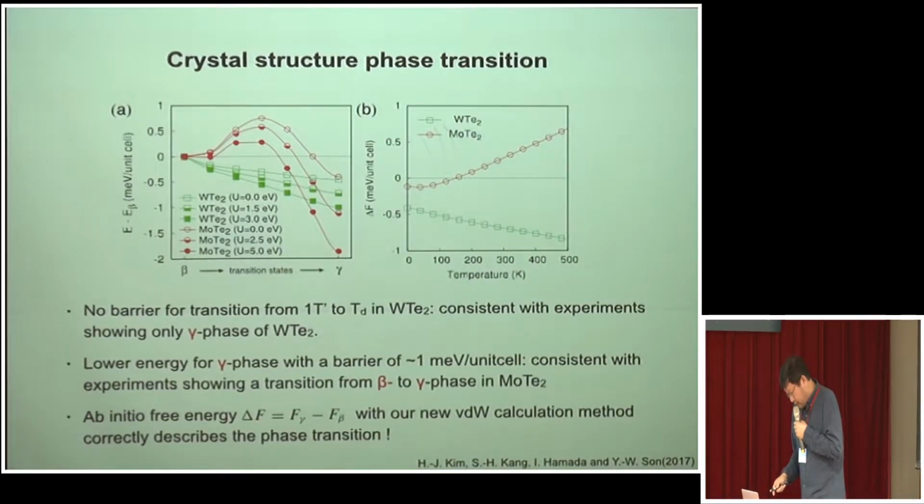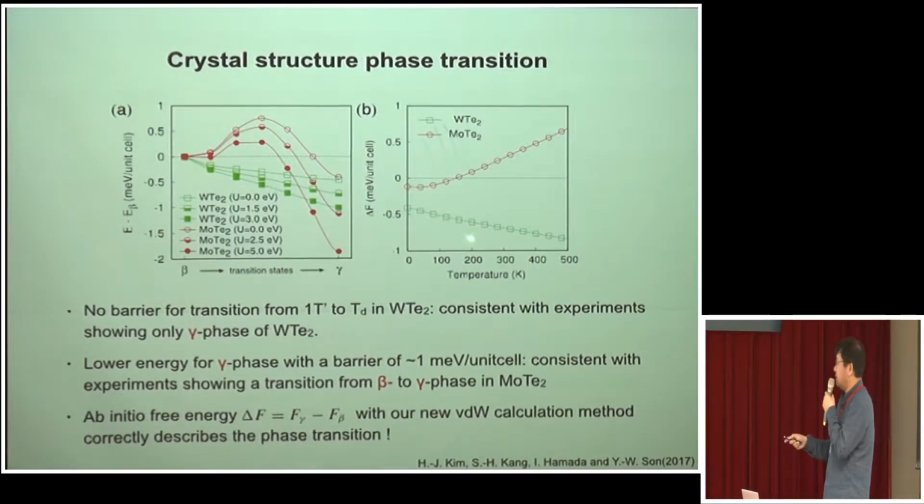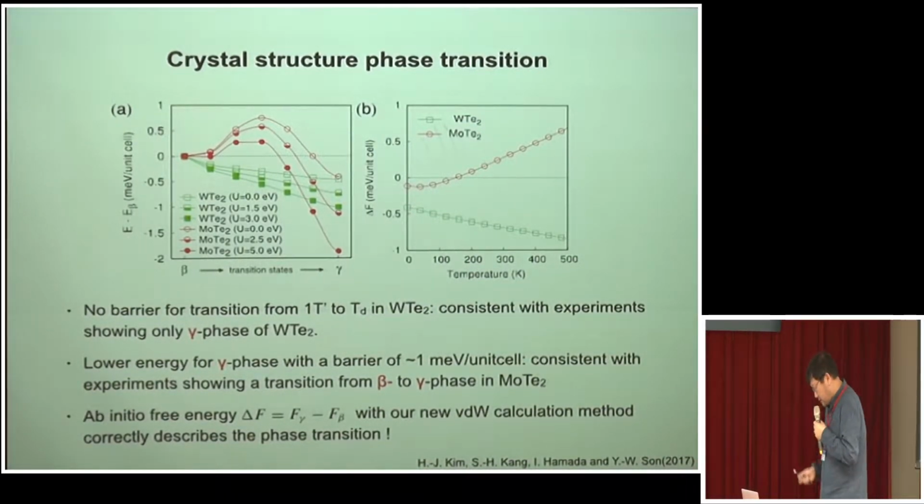You can also calculate the entropy and the free energy. Then you can see that there is a first order phase transition for molybdenum ditelluride, from negative to positive free energy differences, but there is no phase transition for tungsten. So this is quite consistent, and the temperature is quite similar to the experimental observation. So we can reproduce all the experimental observations using our ab initio structure.